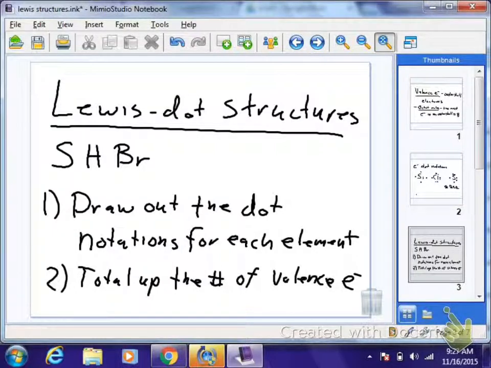So if you would write down steps 1 and 2. Then step 1, go ahead and draw dot notations for S, H, and Br separately. So you've got 3 different ones I want you to draw dot notations for: sulfur, hydrogen, and bromine. You can go ahead and do that under step 2. If you want to show an example of 1 and 2, then you can do that under step 2.